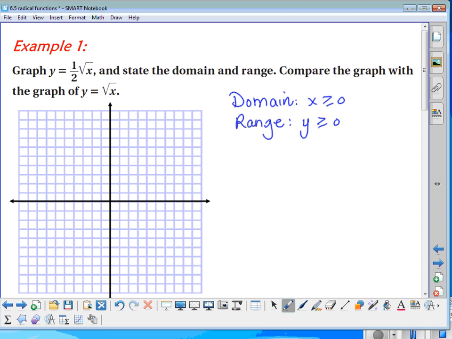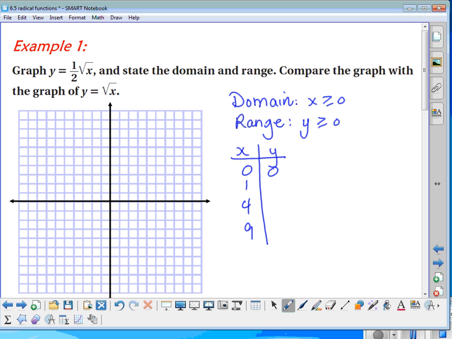So again, when I'm dealing with square root, it's easiest if you make your table using perfect squares. So 0, 1, 4, and 9. So what's the square root of 0? 0, and half of 0 is still 0.